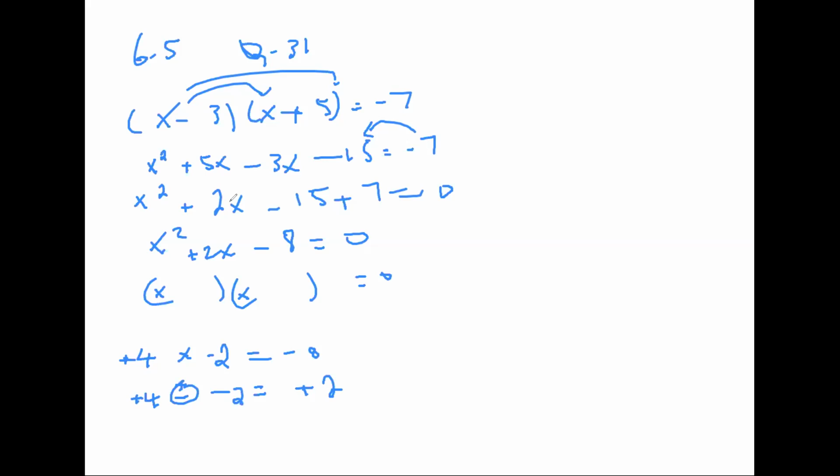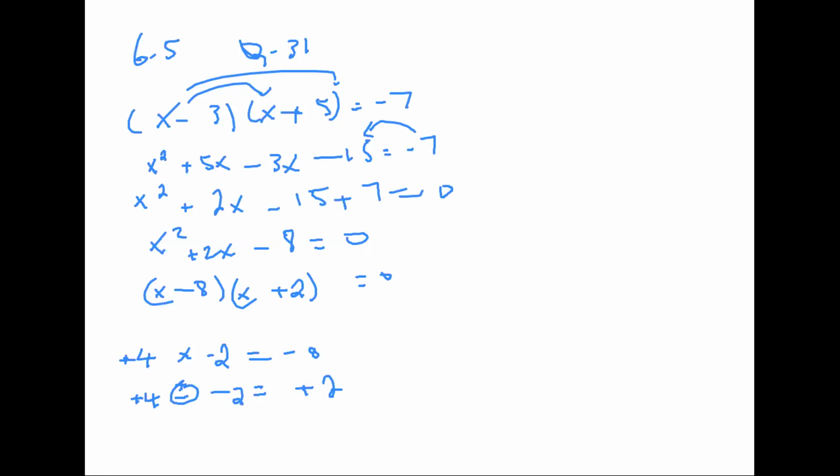Is it exactly what we want? Okay. Is it what we want? Positive 2? Yes. So positive 4 minus 2 is in fact positive 2. Exactly what we want. And if we multiply positive 4 and negative 2, we get negative 8. So the numbers are 4 and negative 2.